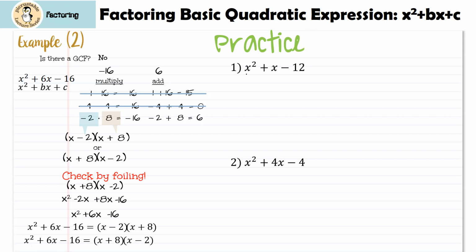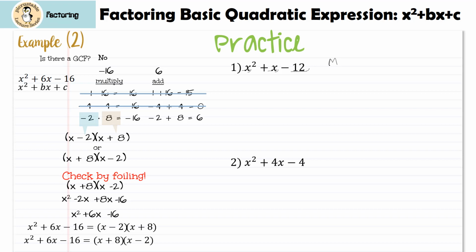Alright, let's look at this first one. The thing we always ask is, is there a greatest common factor? In this case, there's not, because I have a 1 and a negative 12. The only common factor here would be 1. If I look at my variable, I have an x squared and an x, and then no variable. So in this case, no, we don't have a greatest common factor.